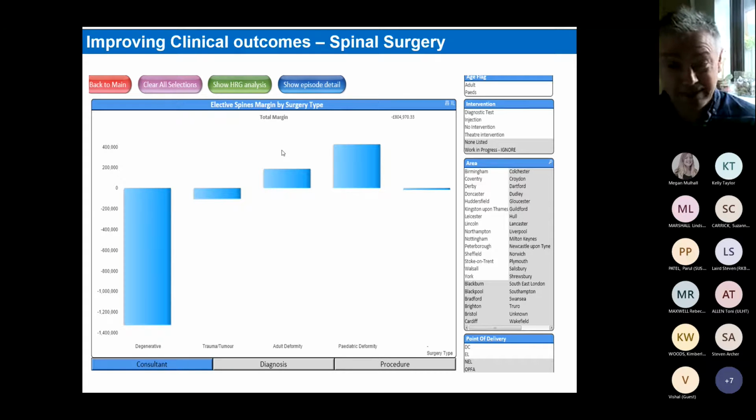Another one, completely different dashboard. So we build bespoke dashboards with every service that we work with. So this was looking at outcomes for spinal surgery, and it was a huge loss-making service, spinal surgery. So losing about £7 million a year within this service. And before we went in, the consultants knew that the degenerative part of the service would be the biggest loss maker.